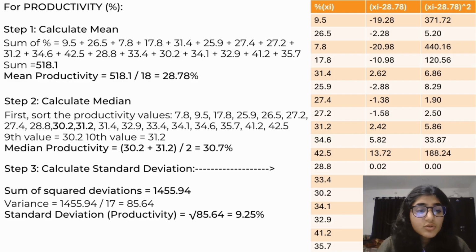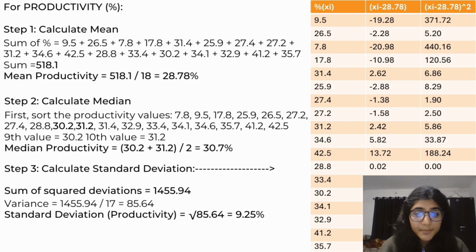Step 2 is to calculate the median. First sort the productivity values, that is from 7.8 till 42.5. The ninth value is equal to 30.2. The 10th value is equal to 31.2. So the median productivity is 30.2 plus 31.2 divided by 2, which gives us 30.7 percent.